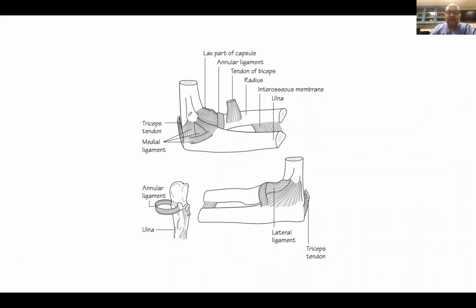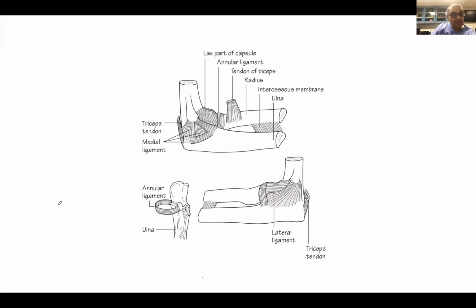I told you the articulation between the capitulum and the head of the radius, and the trochlea and the ulnar notch or the trochlear notch. So these are two articulations, and then the superior. So this is the annular ligament, and that makes my proximal radio-ulnar joint.